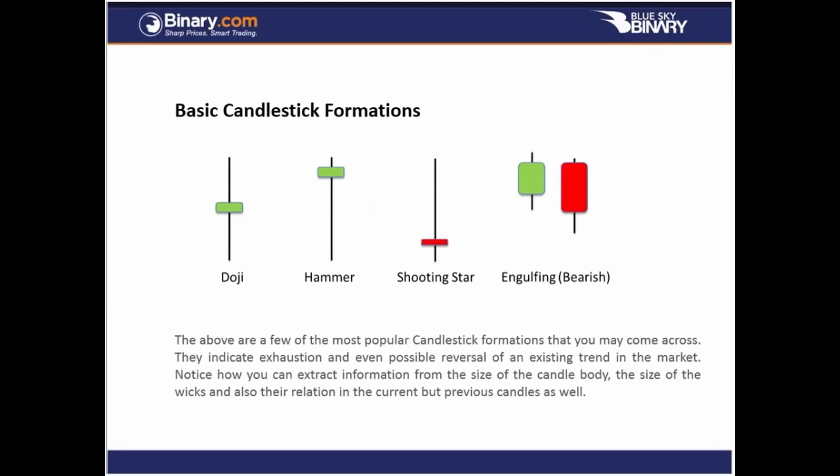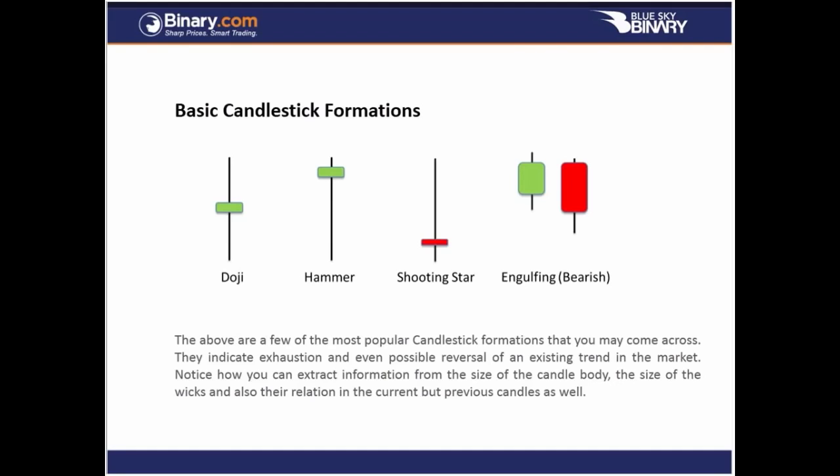The first one is a doji. In the doji we have two large wicks on either side, and we have a very small candle body. The doji represents indecision in the market.